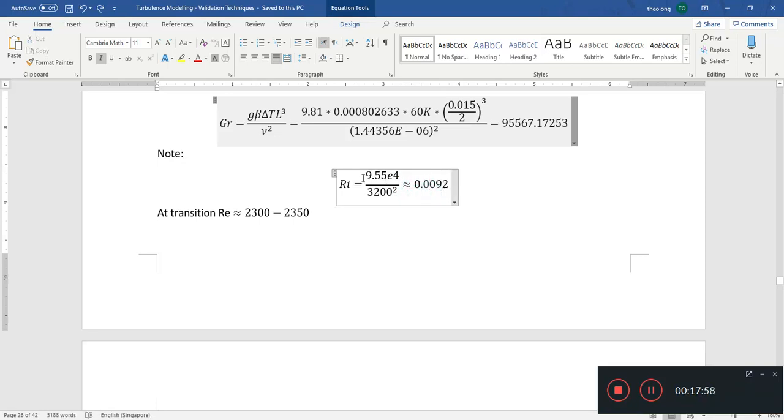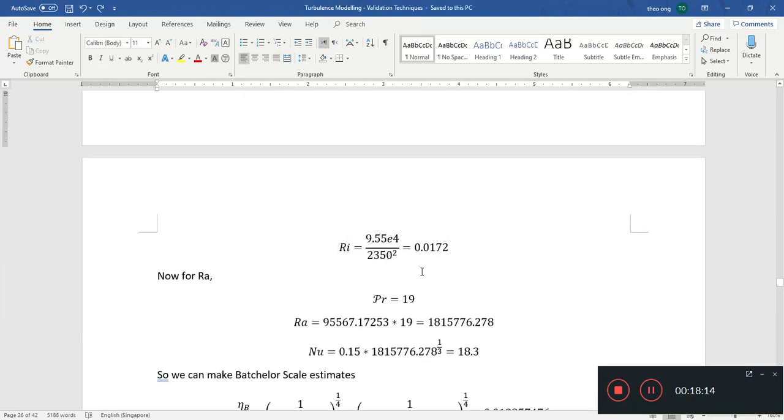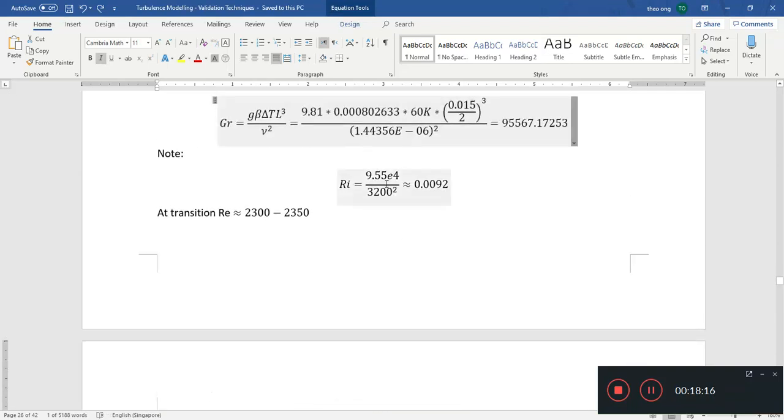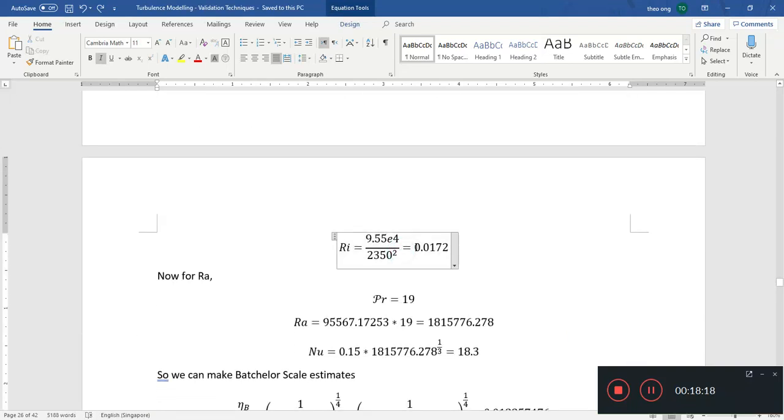Richardson number is like the ratio of the natural convection to the forced convection driving force. And for channel flows, actually your transition region is about 2300 to 2350 is found in literature. And at that, if you take the same Grashof number, the Richardson number is about 0.0172. So it's a flow very much dominated by forced convection.